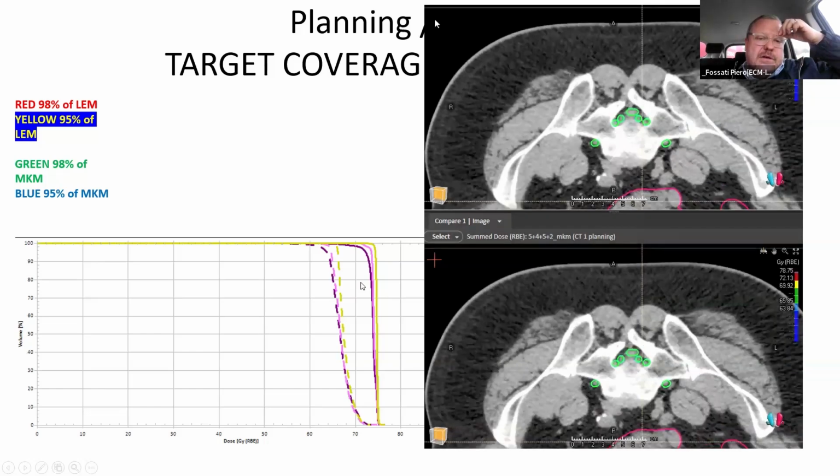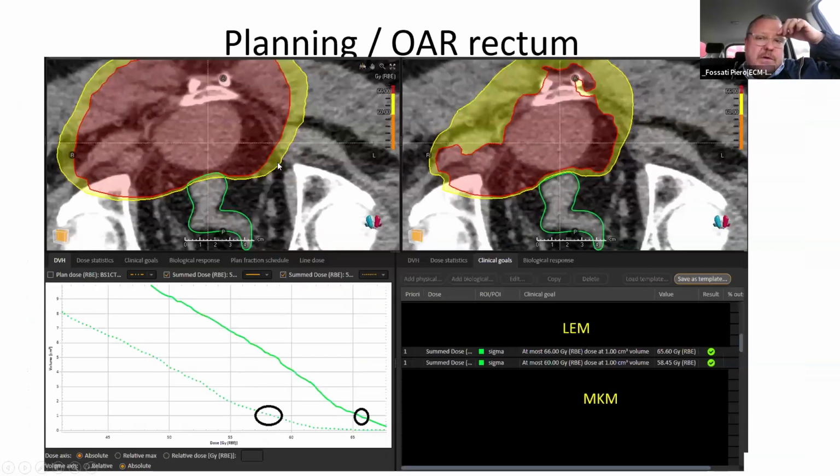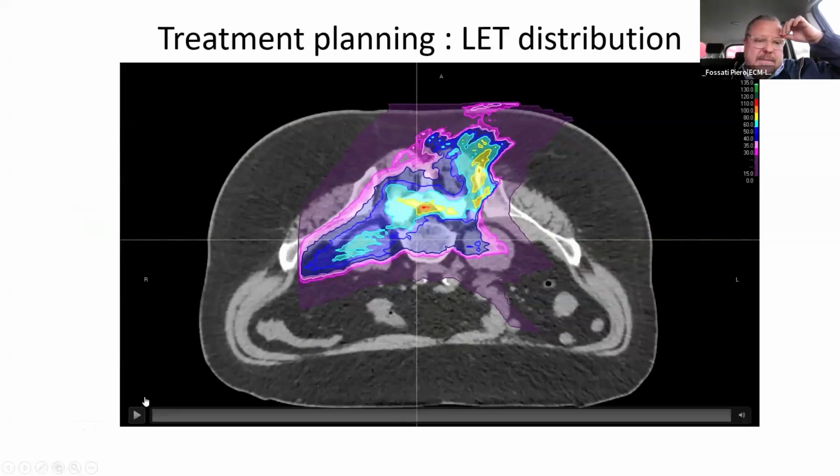And for organs at risk, also, I was telling you, we are always looking at the dose distribution. Here you see in LEM, the red isodose must not go into the rectum, and in MKM, the yellow isodose must not go into the rectum. So we check that both systems are acceptable.